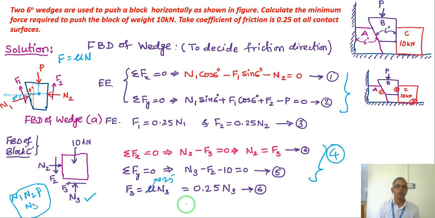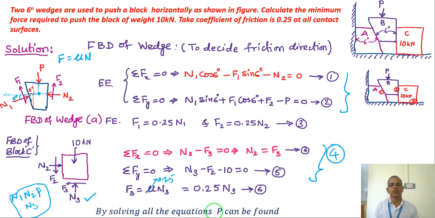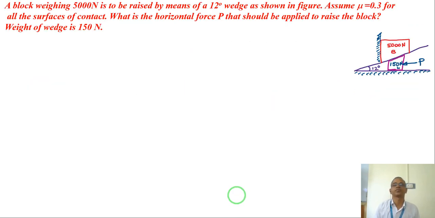0.25 N3. Solving these 4 equations, 4 unknowns, that you should take care. So I can find the force P. I hope you understand. So let us go to the next.